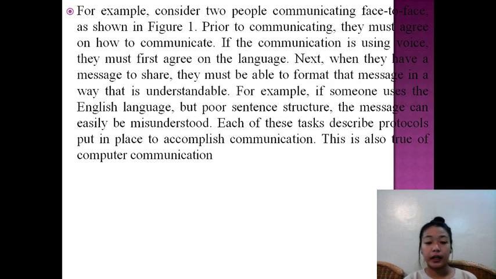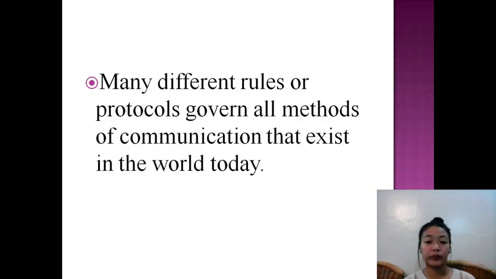For example, prior to communicating, they must agree on how to communicate. If the communication is using voice, they must first agree on the language. Next, when they have a message to share, they must be able to format that message in a way that is understandable. For example, if someone uses the English language but poor sentence structure, the message can easily be misunderstood. Each of these tasks describes protocols put in place to accomplish communication, and this is also true of computer communication. There are many different rules or protocols that govern all methods of communication that exist in the world today.